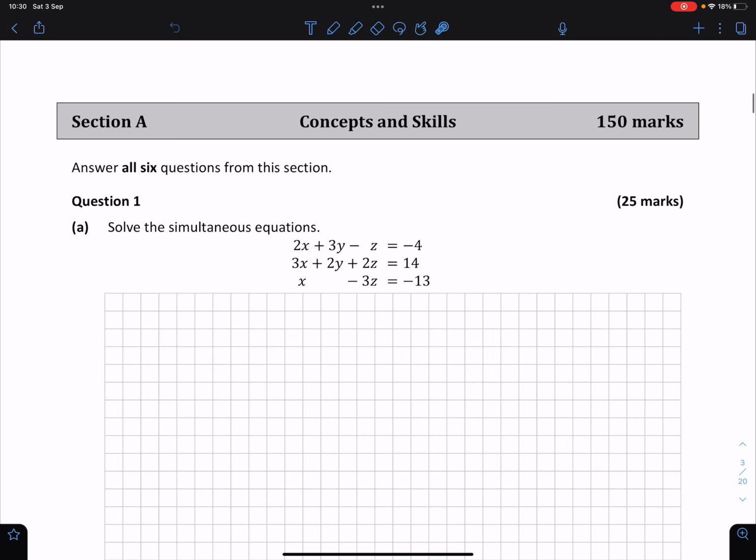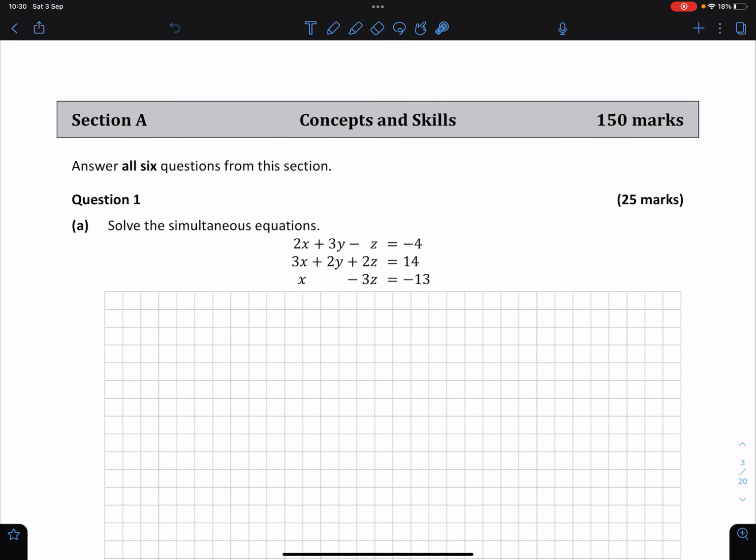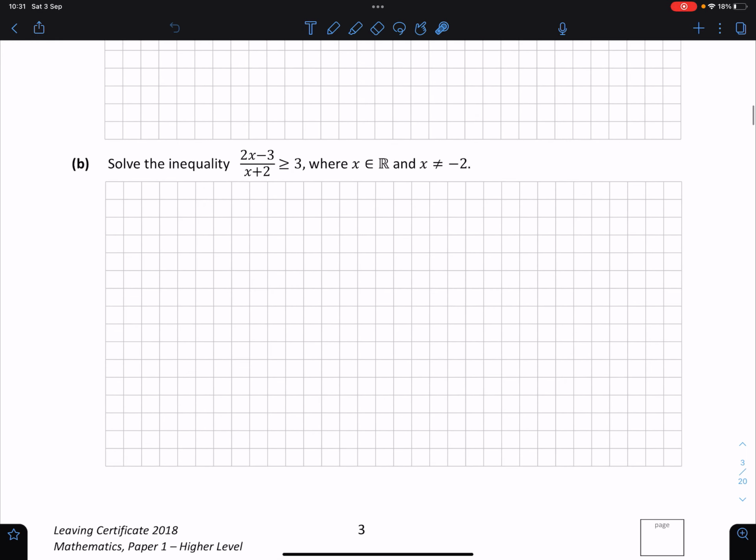So this is a question from the 2018 Higher Level Maths Paper 1, and we're going to look at question 1. We're not going to look at part A, because this problem is one that most students should be comfortable with. Instead, we're going to look at part B, which is an inequality problem, which does pose a problem for many students.